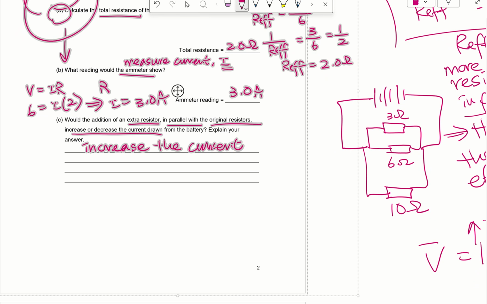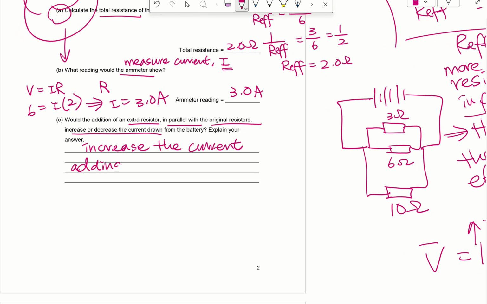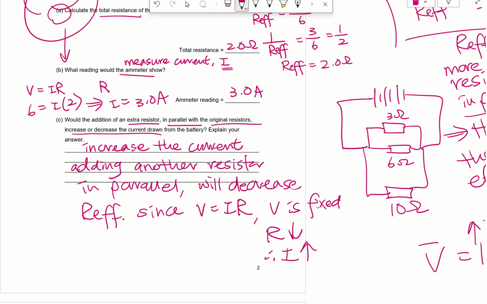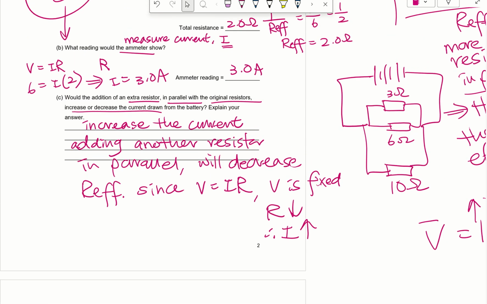Why? Because adding another resistor in parallel will decrease the overall resistance, or the effective resistance. And since V equals IR, my V is fixed, my R decreases, therefore my I increases. Okay, so this is for worksheet 4.